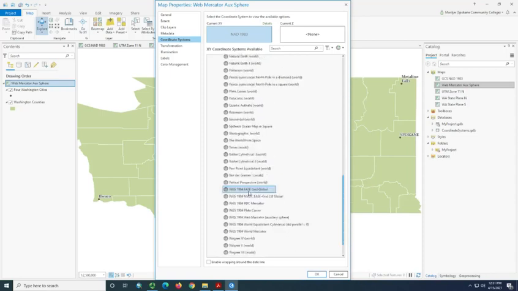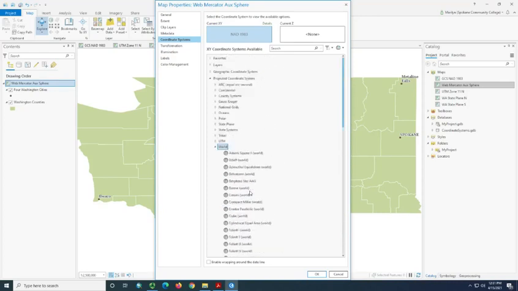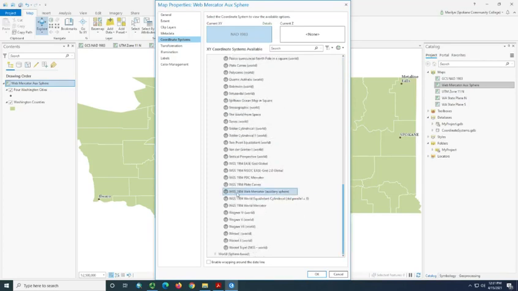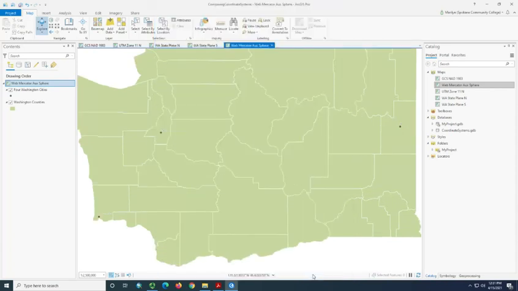And so where was that again? It's under projected coordinate systems, world. And this is WGS 1984 World Mercator Auxiliary Sphere. I'm going to hit OK.